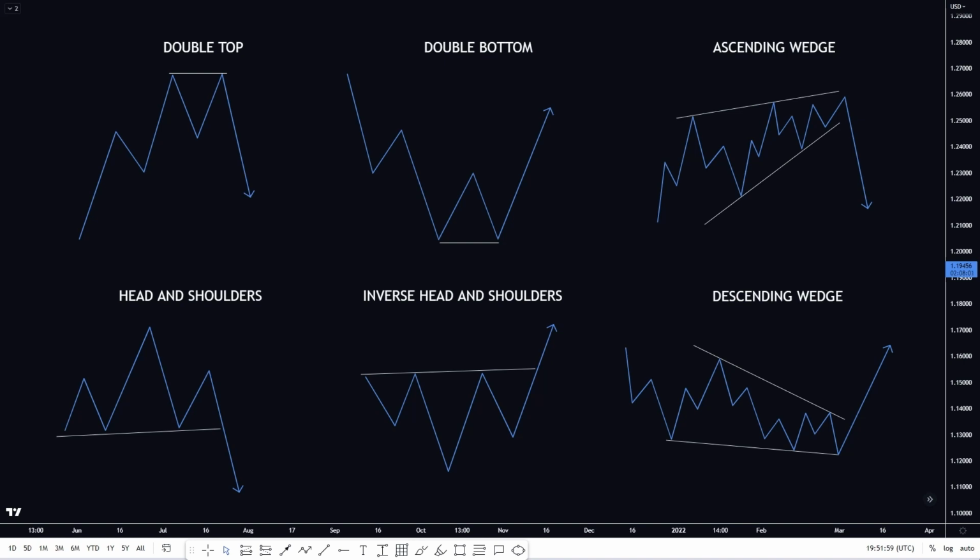So after the double top and the double bottom, what have we got next? Here we have the ascending wedge. The ascending wedge is quite similar to the 3-touch ascending channel, but the slight difference is that you're going to start to see price squeezing tighter and tighter and tighter as it reaches higher price levels.